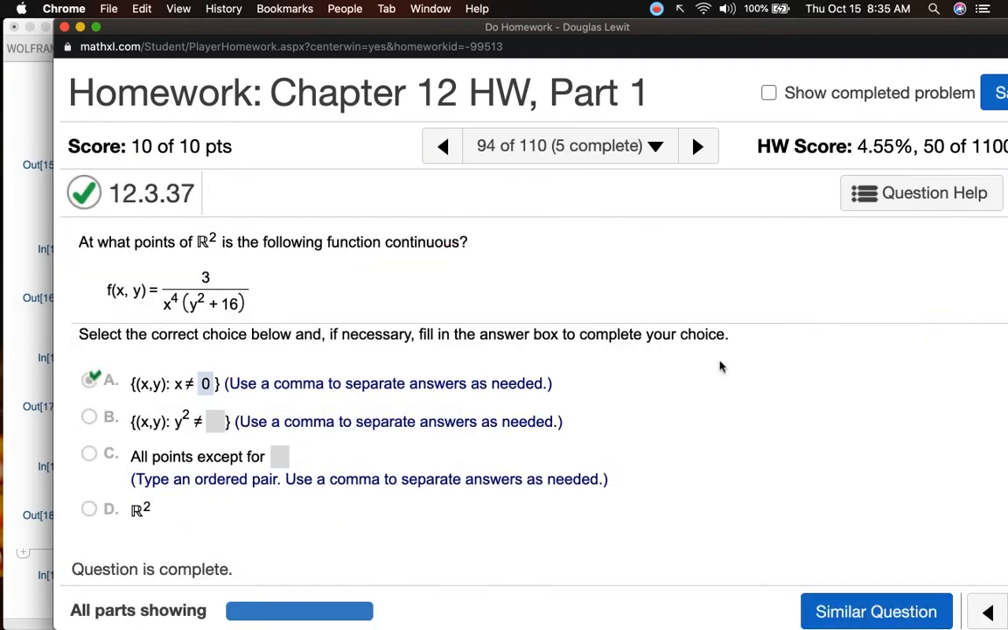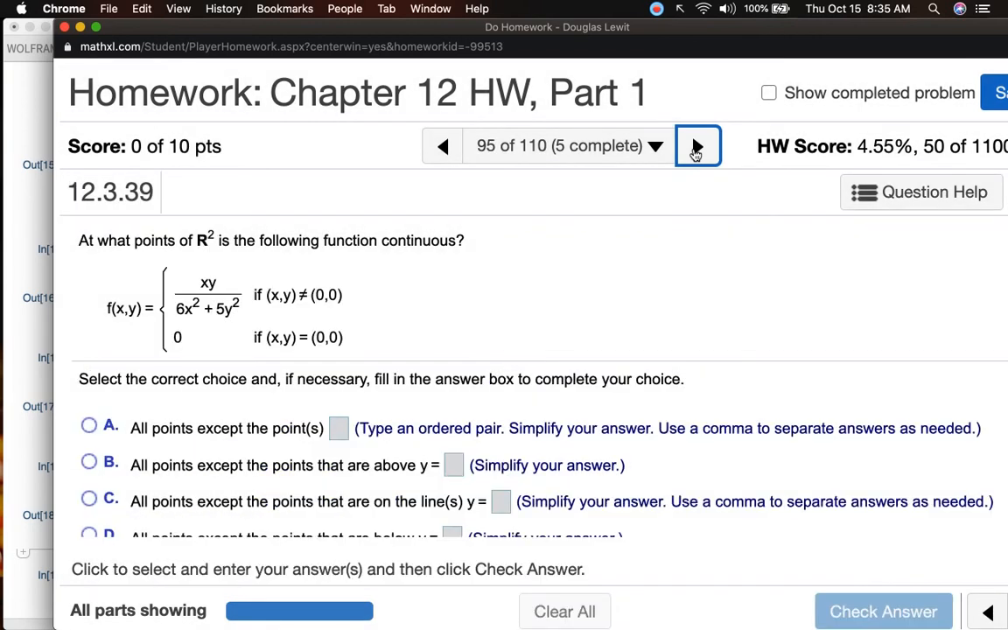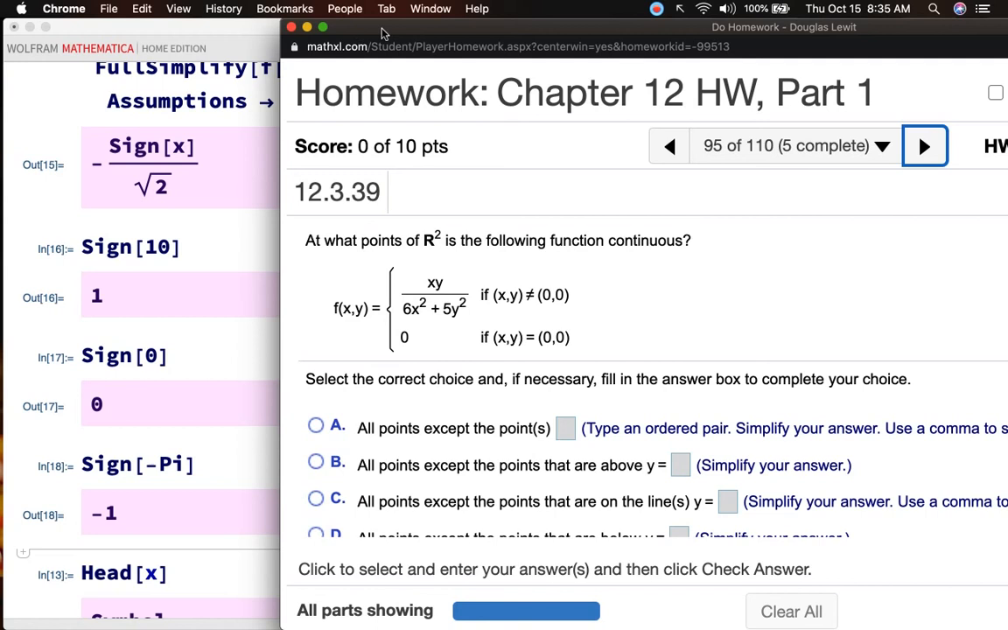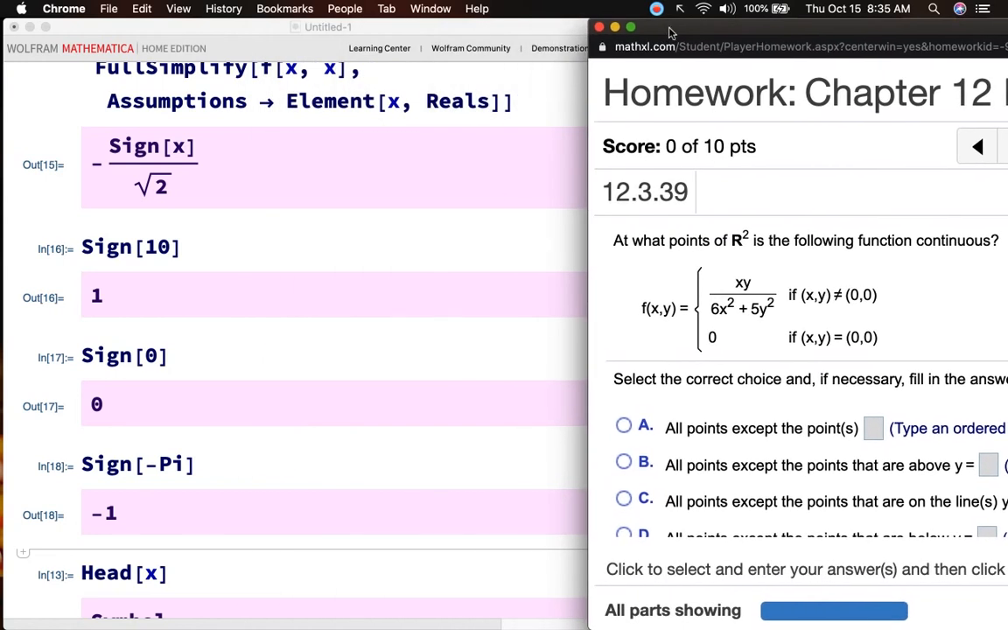Let me just erase this. Okay, let's do 95. At what points of R2 is the following function continuous? Okay, so this is where I'm going to show you how to use the limit command. Here we go.